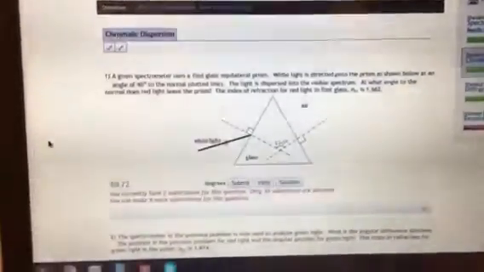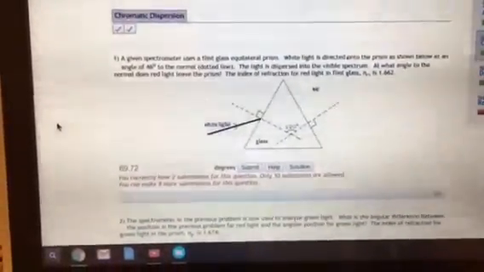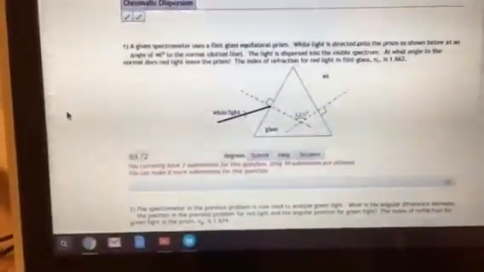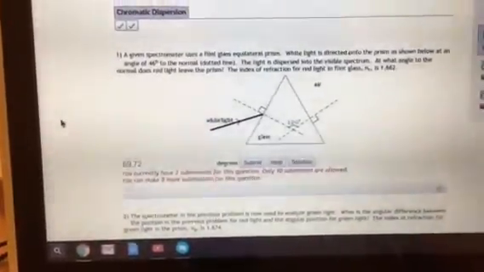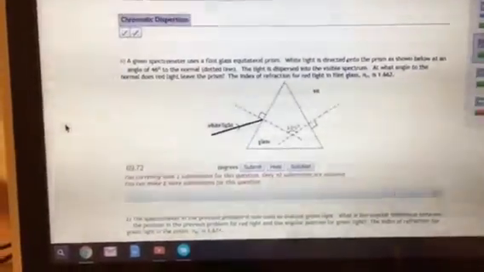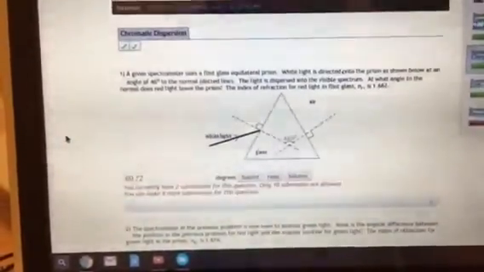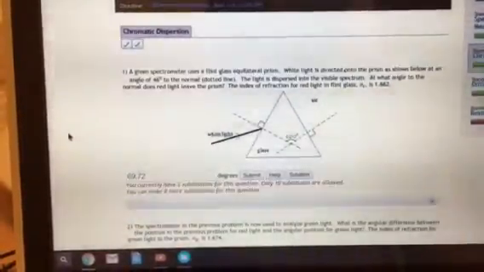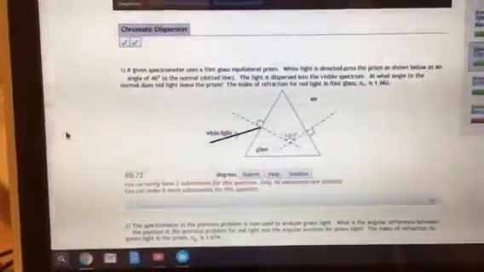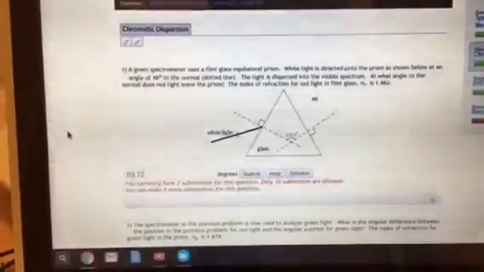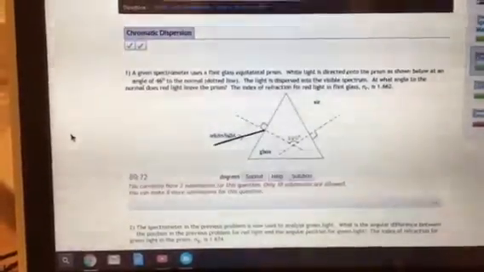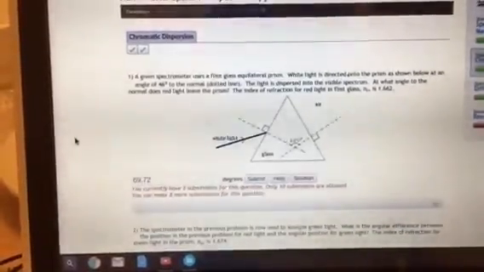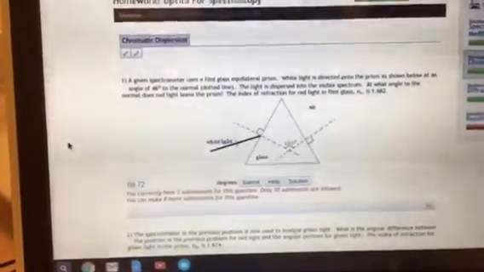I'll start out by reading problem 1, which is concerned with this prism we're seeing right here. It says that a given spectrometer uses a flint glass equilateral prism. White light is directed onto the prism, as shown below, at an angle of 46 degrees to the normal. The light is dispersed into the visible spectrum. At what angle to the normal does the red light leave the prism? The index of refraction for red light in flint glass is 1.662.